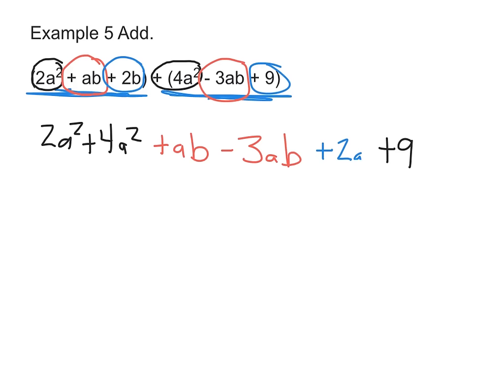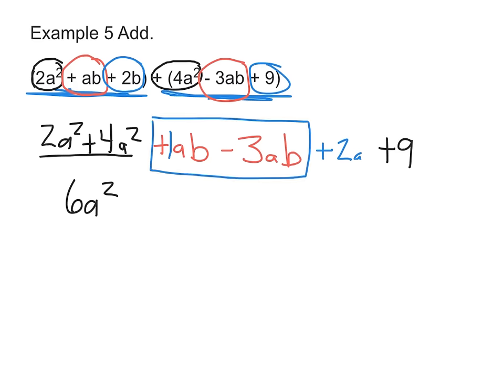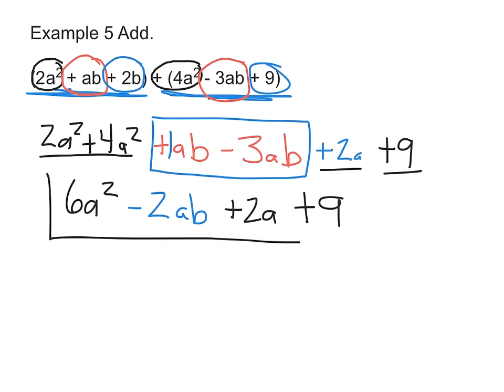Now I just add the like terms. So 2a squared plus 4a squared is 6a squared. This ab doesn't have a coefficient, so I can slide a 1 there. So I'm going to go ahead and combine these. 1 minus 3 is a negative 2, and then I have ab. These two are not alike, so I'm just going to bring them down. So I have a plus 2b and a plus 9. So right there, that is my solution when I add those two polynomials together.